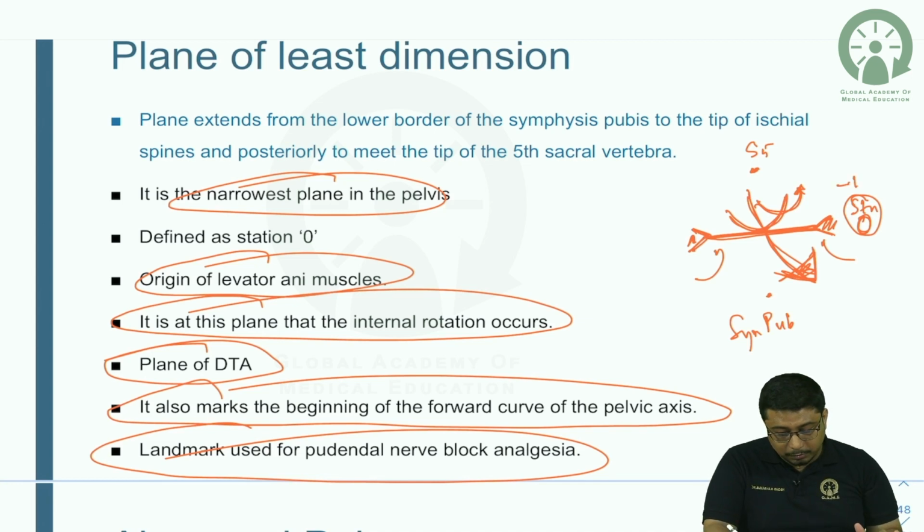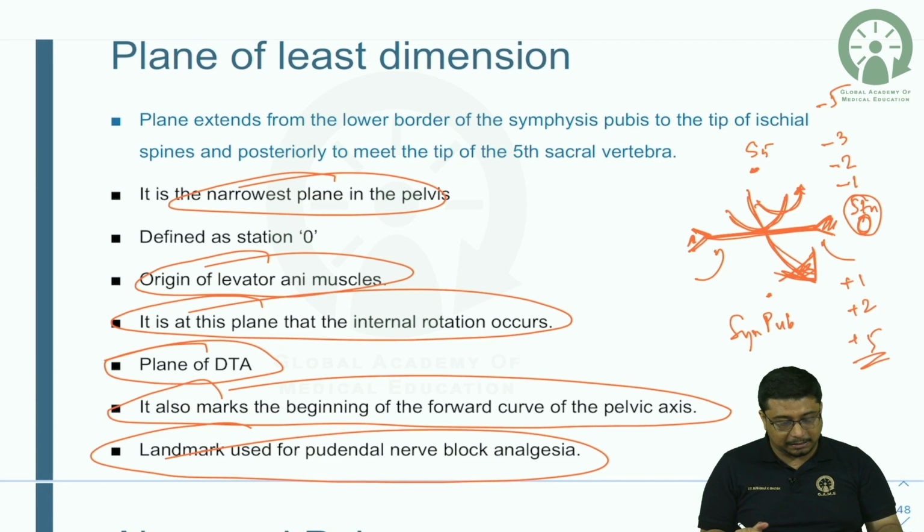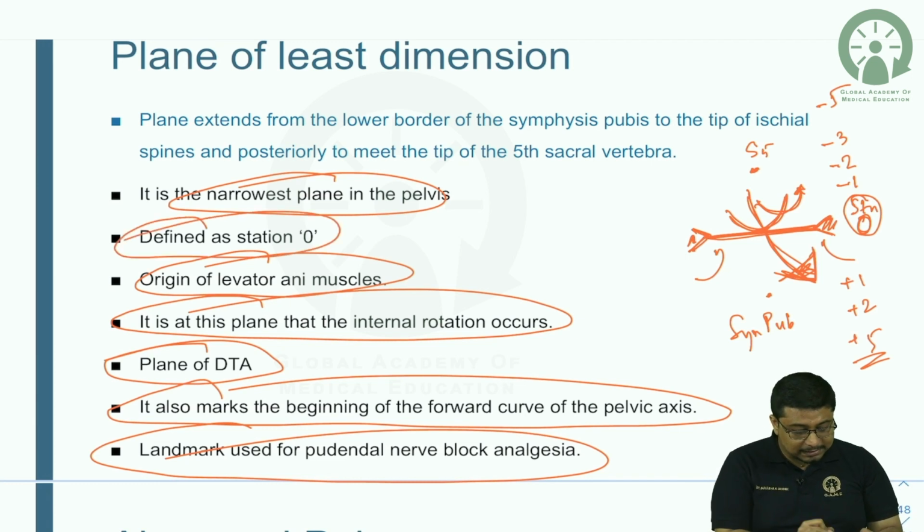Anything 1 centimeter above it is minus 1 station, minus 2, minus 3, like that till minus 5, or anything 1 centimeter below is plus 1, then plus 2, like that till plus 5. Plus 5 is like head at the perineum, okay? So this is defined as station 0. This is again a very, very important slide.